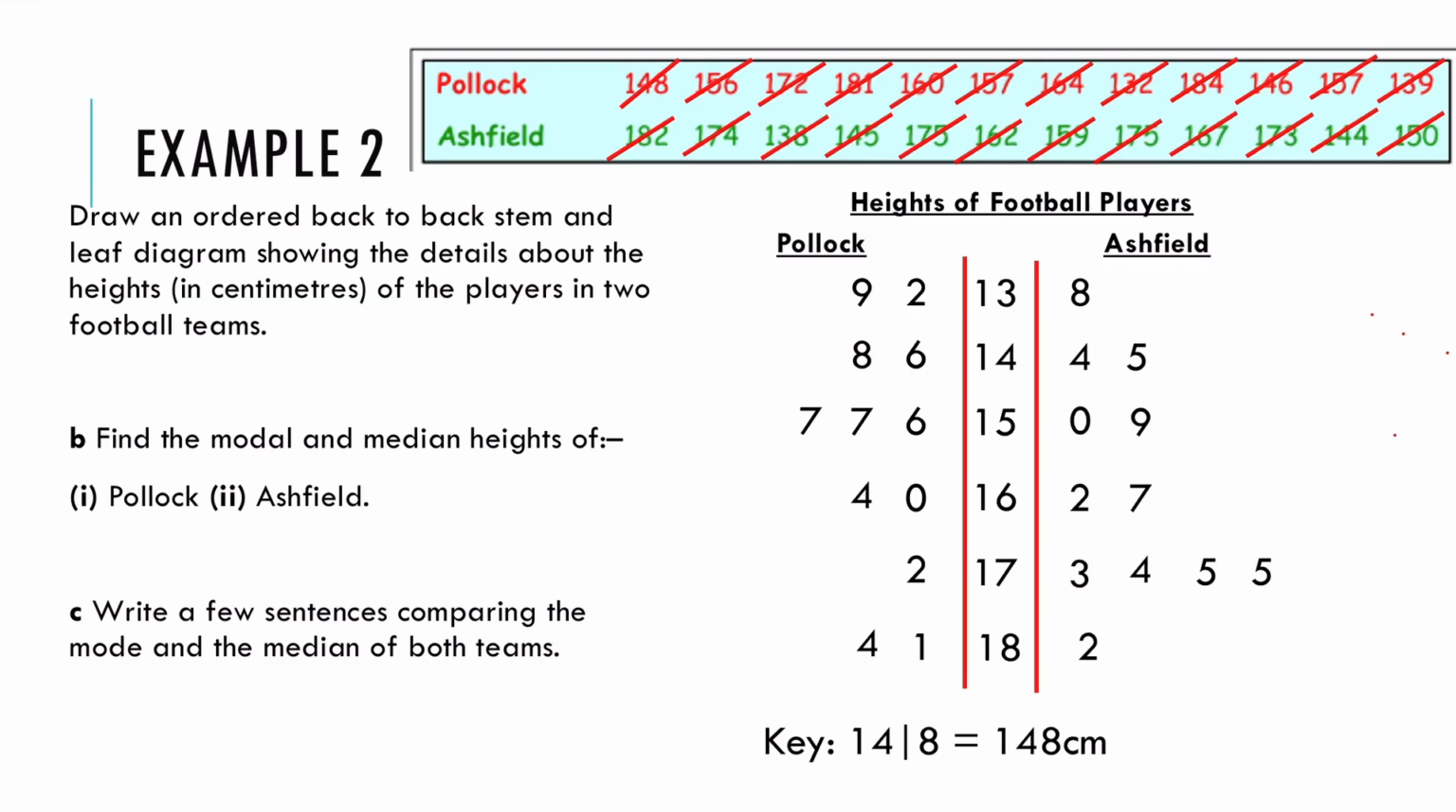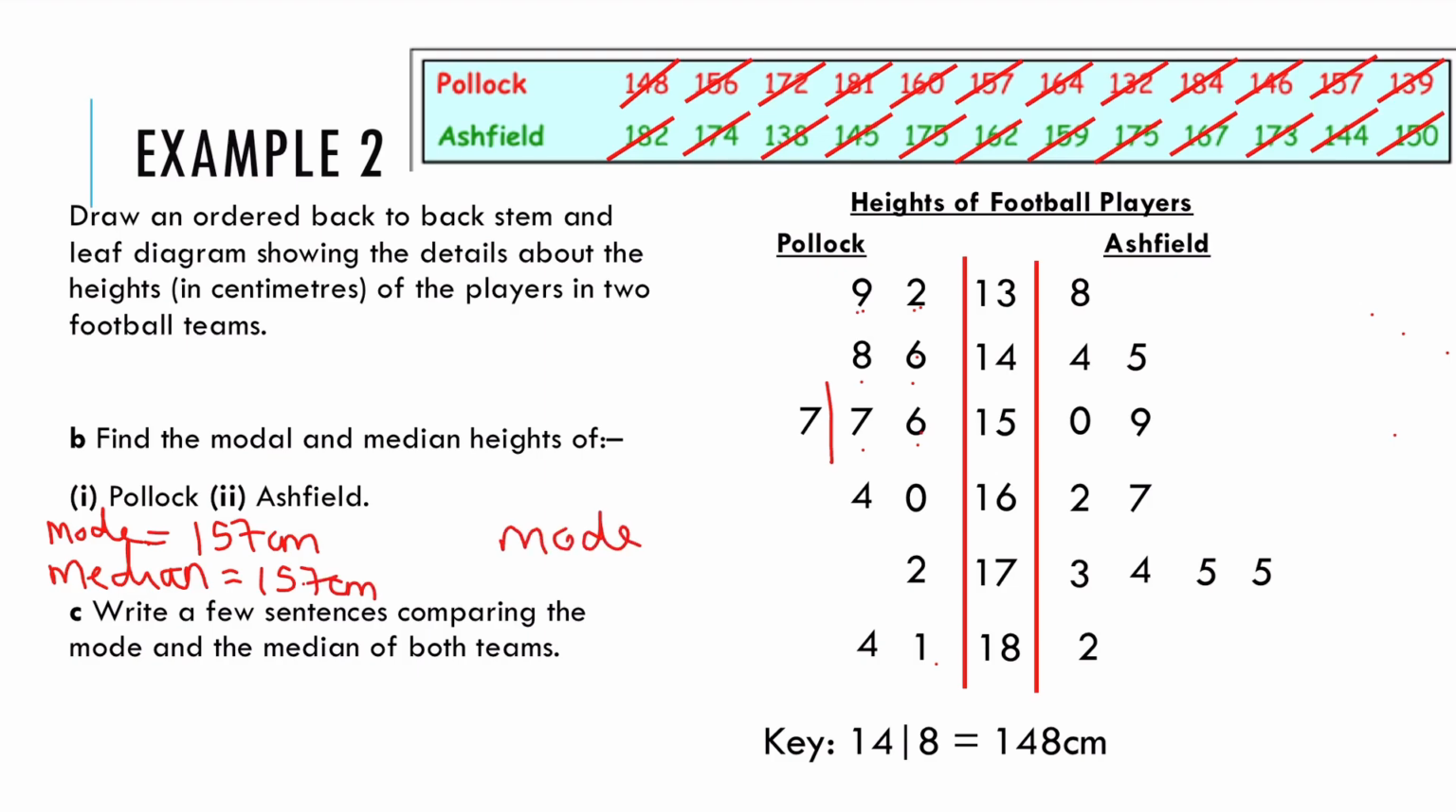Part B says find the modal and median heights of, first one, Pollock. So the modal one, remember the mode is the one that appears the most. So for Pollock, our mode would be 157 centimetres, as that is the one that appears the most. The median, well, we have 1, 2, 3, 4, 5, 6, 7, 8, 9, 10, 11, 12, which means 6 must lie on either side of the median. So if I count in 1, 2, 3, 4, 5, 6, the median must lie between 157 and 157, which would just need to be 157 centimetres.